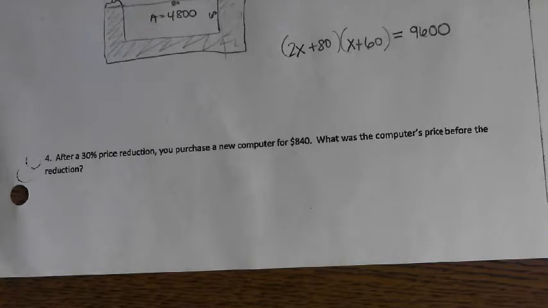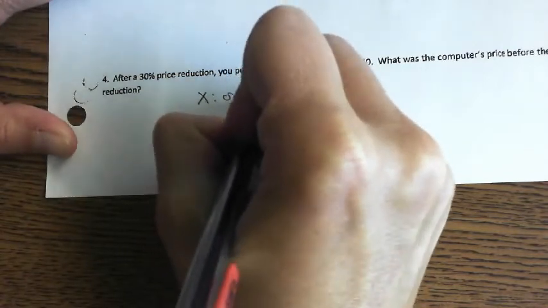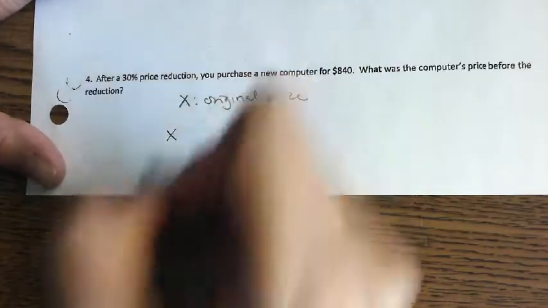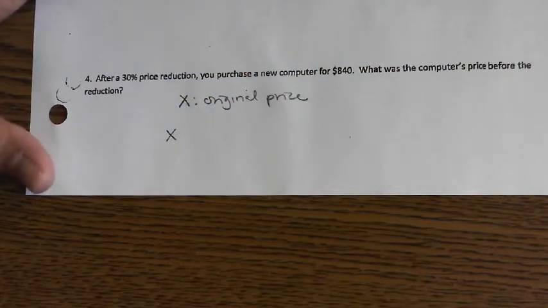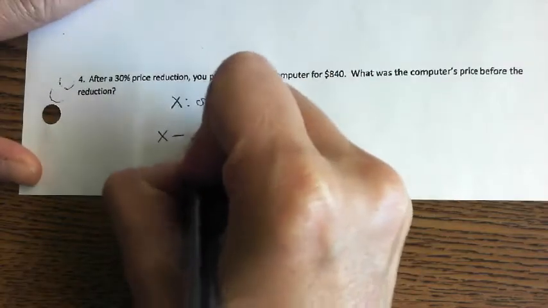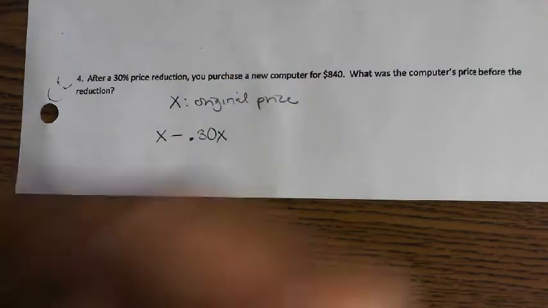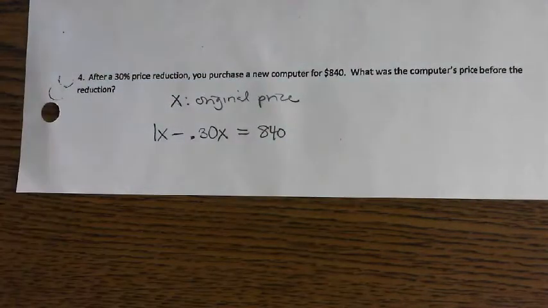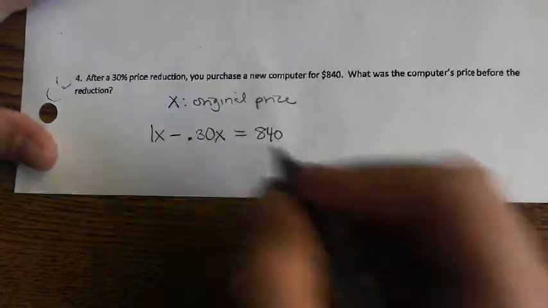But the reality is there was an original price already. We decreased it by 30%. So if we say X is the original price, whatever the original price was, X starts our situation. Then we are decreasing that by 30%, and you always take 30% of the original. So we're losing 30% of X, and we landed at 840. On a problem like this, your first step to solve that equation would be combining like terms. 1 minus 0.30 is 0.70.